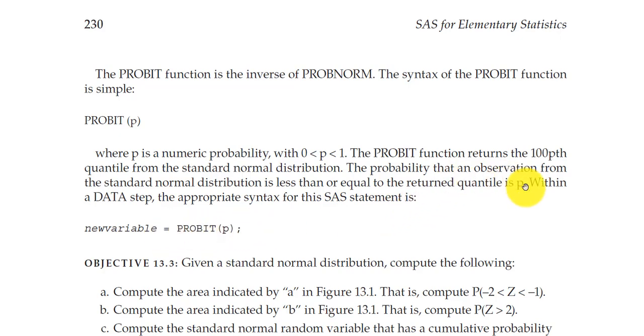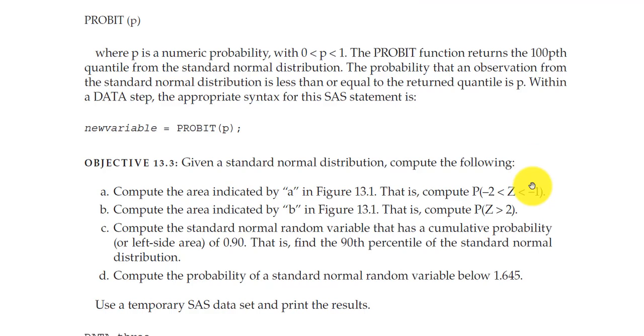So we look at our objective 13.3. Given a standard normal distribution, compute the following: the areas indicated by A and B in the figure. Compute the standard normal random variable that has a cumulative or left side area of 0.9, and compute the probability of a standard normal random variable that is below 1.645.